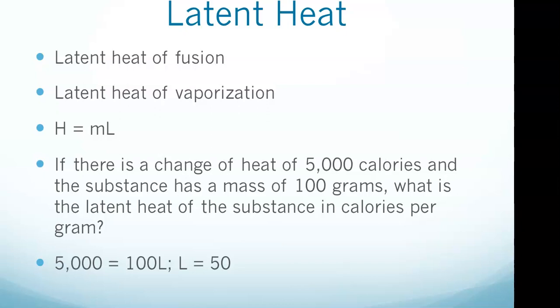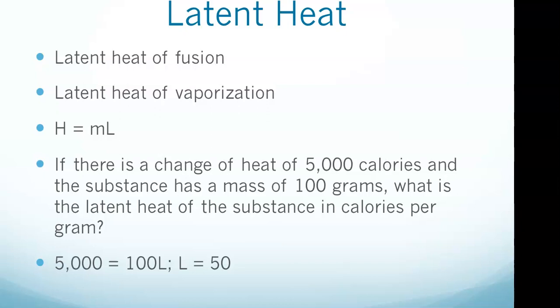To calculate the amount of heat in calories that is required to complete a phase change in a substance, we use the formula H equals mL, where H is the change in heat in calories, m is the mass of the substance in grams, and L is the latent heat of the substance in calories per gram. Okay, so you could see a question like the one we have here.